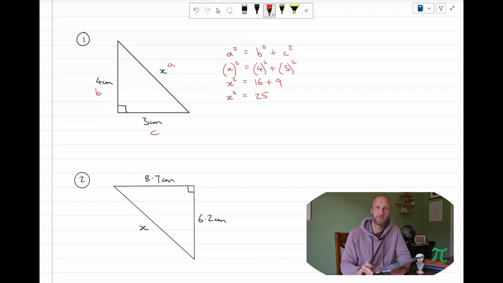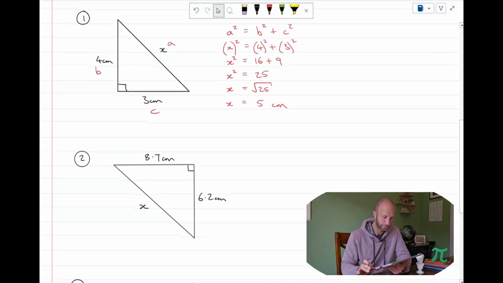X squared equals 25. To get rid of squaring in maths, I do the opposite. So now I can square root both sides. So take the square root of x squared, the x drops out. Take the square root of 25. And we can use our calculators, or hopefully we realise that 25 is a square number, and we get x equals 5, and we should always put our units on. We're working in centimetres. So x equals 5. This is a 3, 4, 5 triangle. We actually call it a Pythagorean triplet when the whole number's like this.